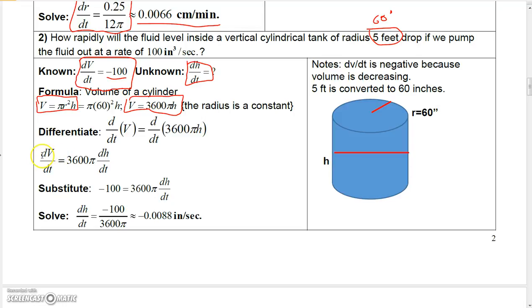Well, now I can plug in what I know. I know dV over dt is negative 100, so plug that in. And then all I have to do to find dH over dt is divide 3600 pi into negative 100. And so I did that and plugged it into a calculator, and I got about negative 0.0088 inches per second. So the height is actually decreasing at a rate of negative 0.0088 inches per second. And that makes sense, because if the volume of this tank is decreasing, then wouldn't it make sense that this height would be decreasing? So that makes sense.